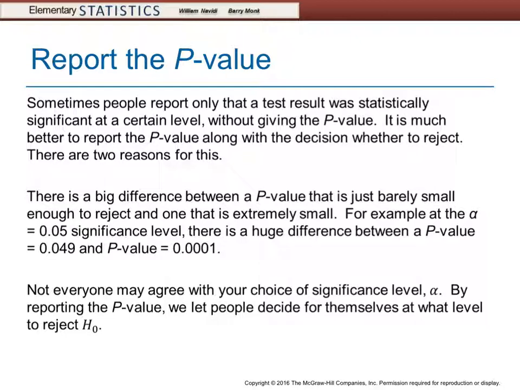Not everybody may agree with your choice of level of significance alpha. By reporting the p-value, we let people decide for themselves at what level to reject H naught.